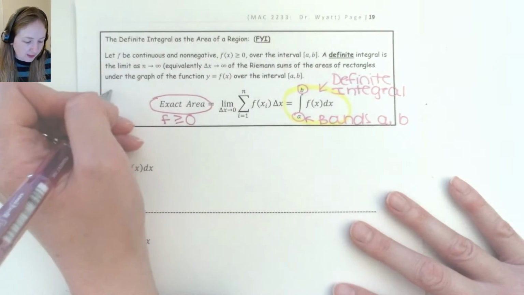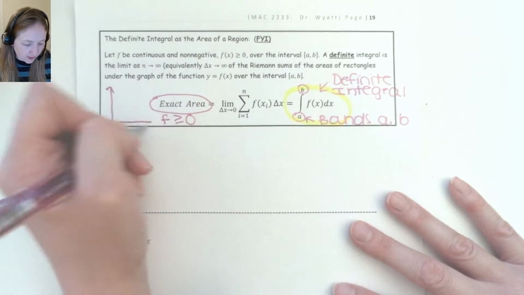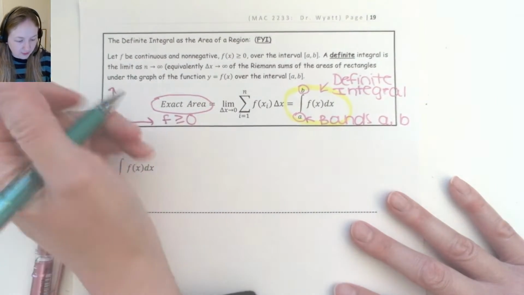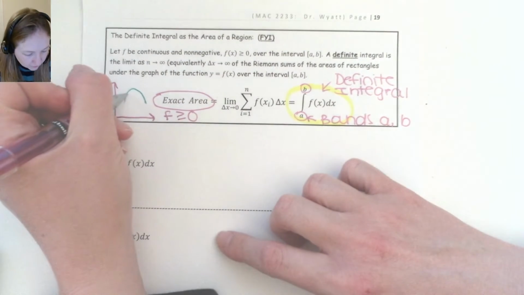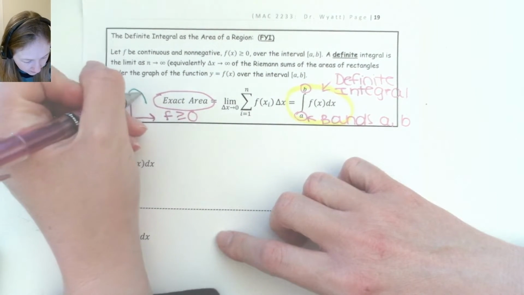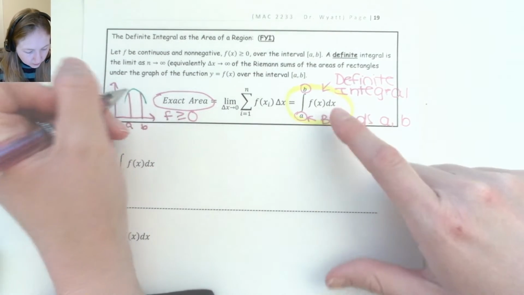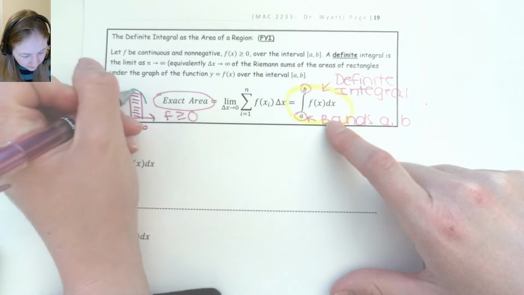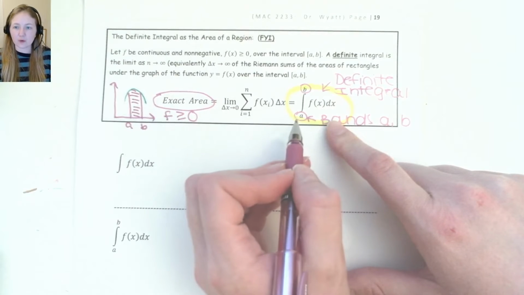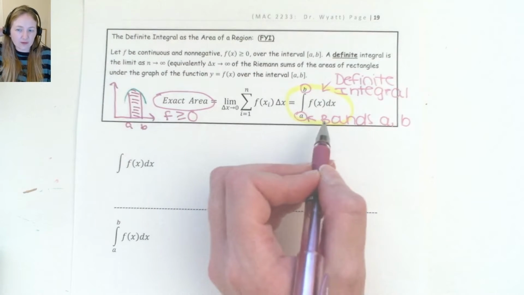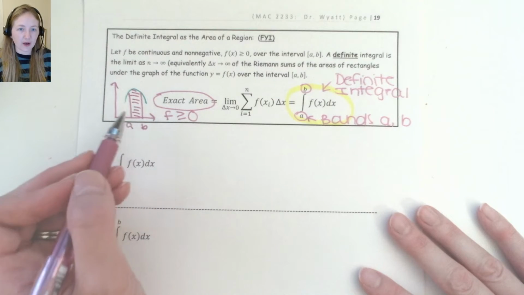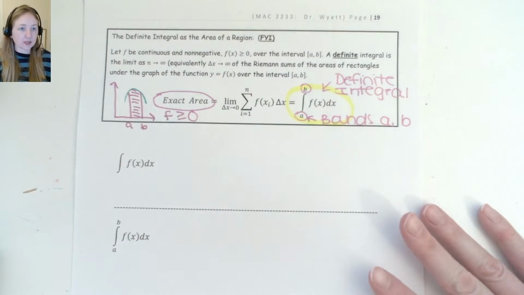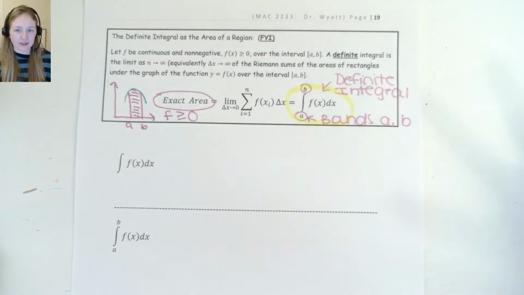So what it says is that if you have a function that is on or above the x-axis, let's say I have a little curve here, and if I integrate from a to b, computing this definite integral from a to b of f of x dx, that is going to tell me the exact area under the curve. There is no approximation there. It is an exact answer.